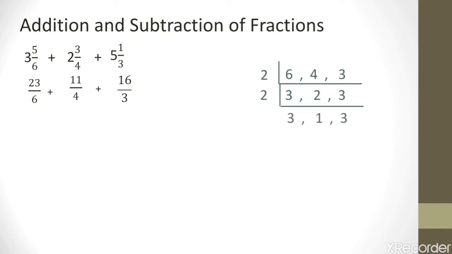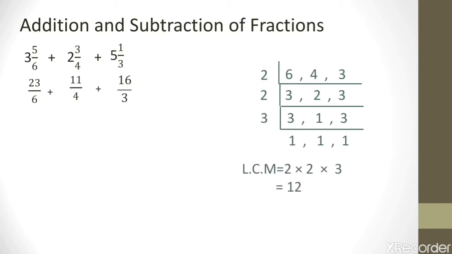Then 3 cannot be divided, so I have to write that 3. 2 divided by 2, then it will be 1. 3 is not divisible, then we have to write 3. Then thereafter we can move on to 3 as the next prime number. When you divide 3 by 3, it will be 1. 1 is 1, again 3 is 1.